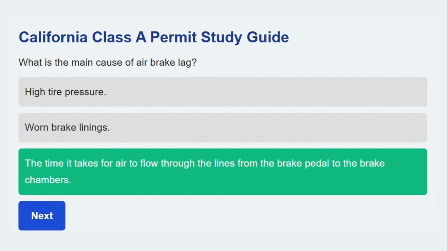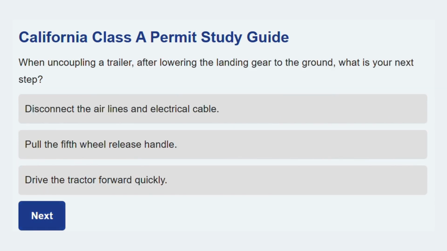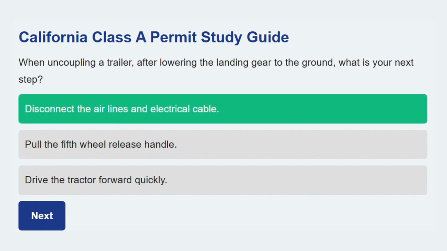Moving on to this, when uncoupling a trailer, after lowering the landing gear to the ground, what is your next step? Disconnect the air lines and electrical cable. This is done before completely separating the tractor from the trailer.